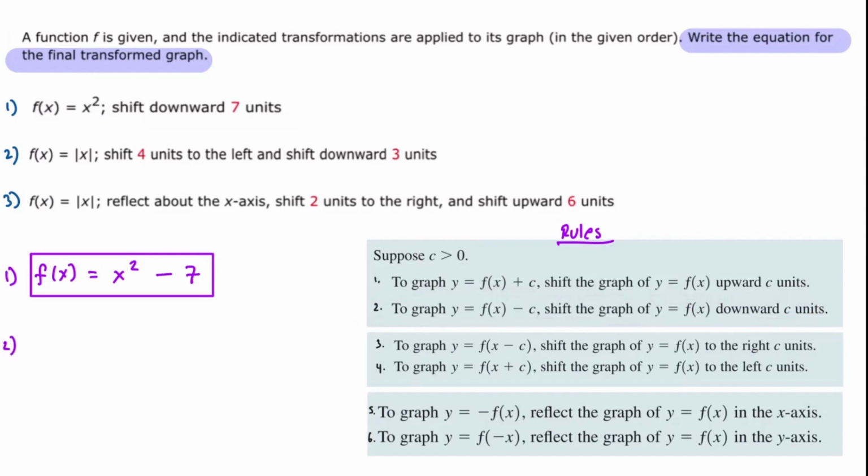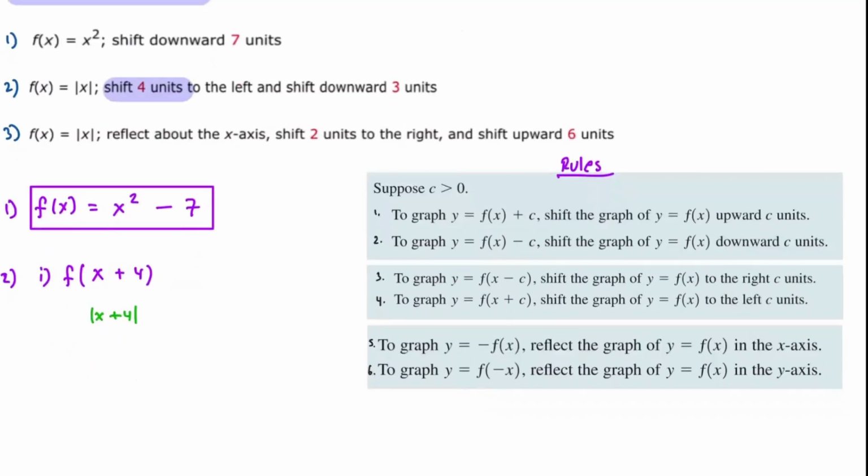For the second one, we're going to start off with the absolute value of x, and then we're going to shift 4 units to the left. That's using this rule right here, shifting horizontally 4 units to the left. So we do f of x plus c, where c is 4 in this case, for 4 units to the left. This gives us the resulting equation absolute value of x plus 4.